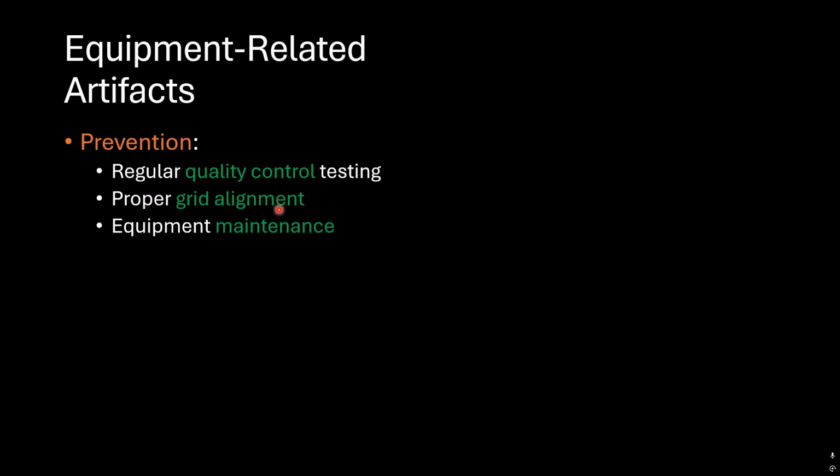And then we have proper grid alignment, which is very important. Most of the companies will design the grid in a way that it cannot be inserted into the bucky the wrong way. Those designed mechanisms will prevent such errors. And then we have equipment maintenance, which can be done by the company.